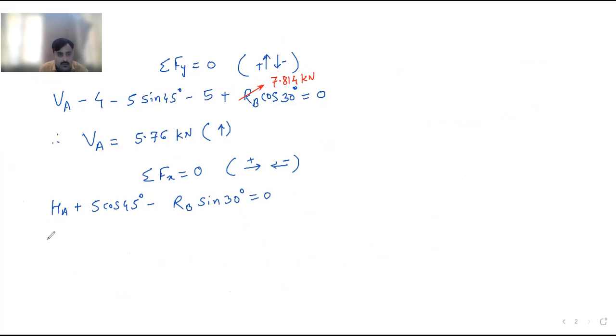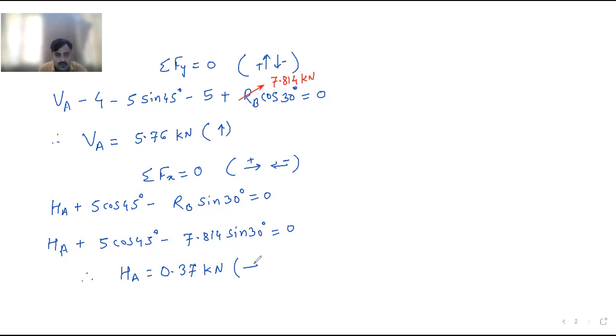Now again put the value of RB. So HA plus this 5 cos 45 minus RB is 7.814 sin 30 is equal to 0. Now when you solve this, you will get the value of HA, which is 0.37. But you got the positive answer, right? Yes, sir. So our assumed direction is correct. If you got the positive answer, our assumed direction is correct. If you got the negative answer, then we should change the direction.